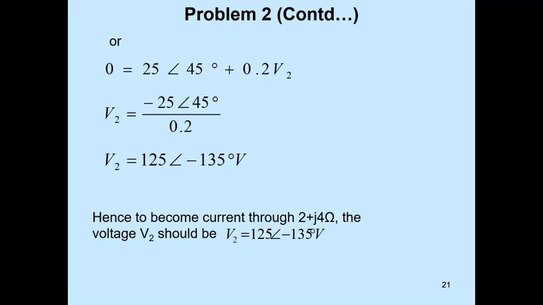So we can write that V2 is equal to 125 at an angle of minus 135. Hence, for the current through 2 plus j4 to be equal to 0, V2 must be 125 at an angle of minus 135 degrees, or 125 at an angle of plus 250 degrees. This is about the second problem. Hope you understand well.